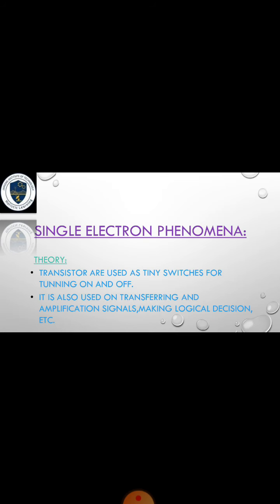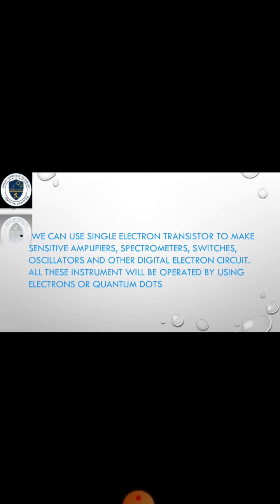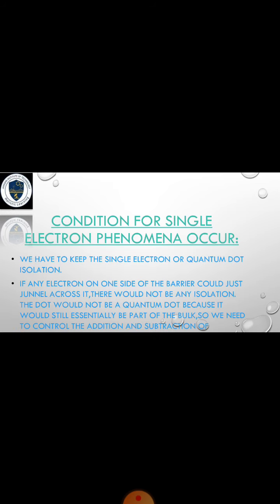Single electron phenomena. Transistors are used as a tiny switch for turning on and off. This is also used for transferring and amplifying signals, making logical decisions, etc. We can use single electron transistors to make sensitive amplifiers, spectrometers, switches, oscillators and other digital electronic circuits. All these instruments will be operated by using electrons or quantum dots.